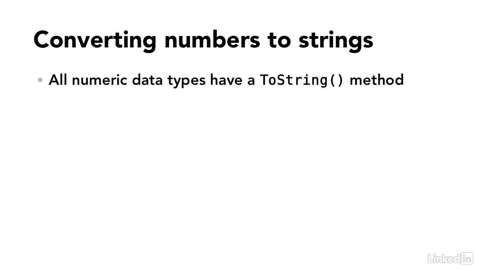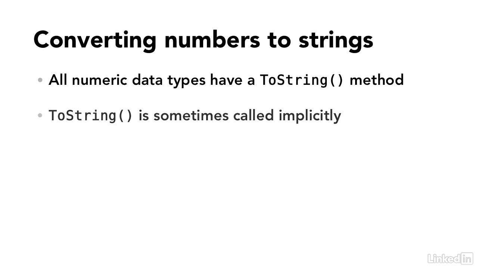Each of the numeric data type classes, such as integer, double, byte, and so on, have a method named toString. The toString method is called from an instance of the class, and when you declare a numeric variable, it's an instance of one of these data type classes. The toString method is sometimes called implicitly, that is, you don't actually have to write the code.